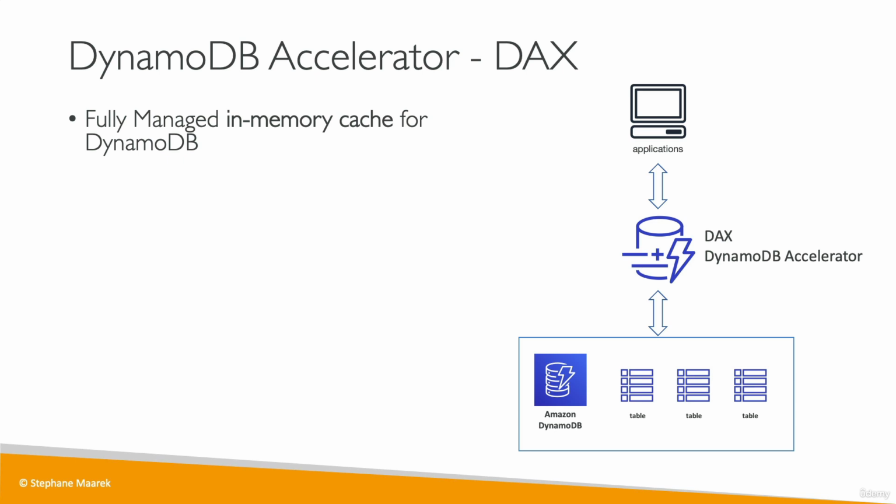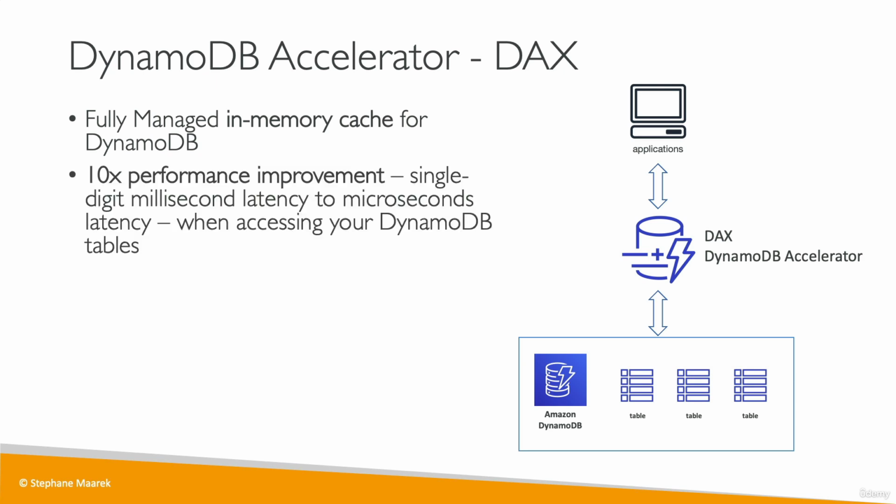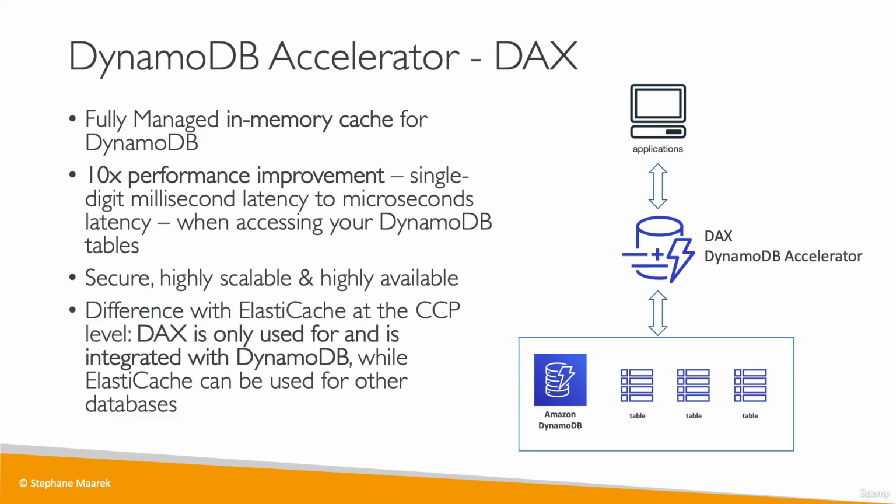And DAX is made just for DynamoDB, okay? So you would not use Elasticache in this case, even though you could. You would use DAX because it's already really, really well integrated with DynamoDB. So this is going to give you a 10x performance improvement. So instead of single-digit millisecond latency to read records, you will have microseconds latency when accessing your DynamoDB tables. It's going to be fully secure, highly scalable, and highly available. And the difference with Elasticache, again, is that DAX is only used and is fully integrated with DynamoDB, whereas Elasticache can be used for other types of databases to provide caching capabilities.